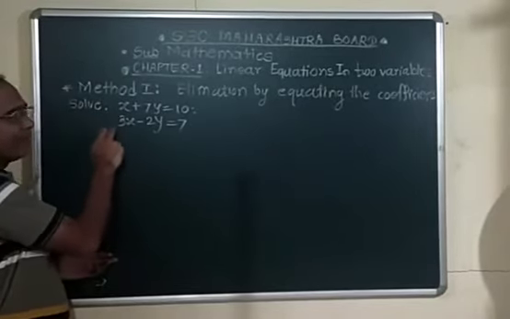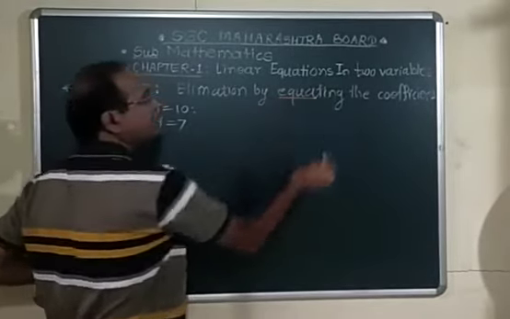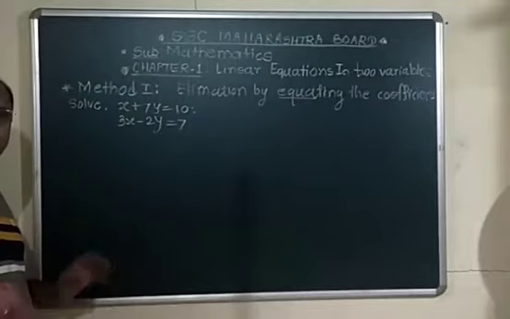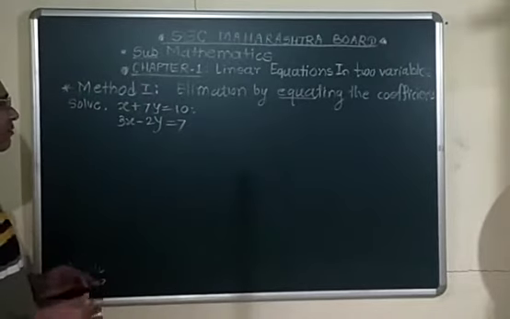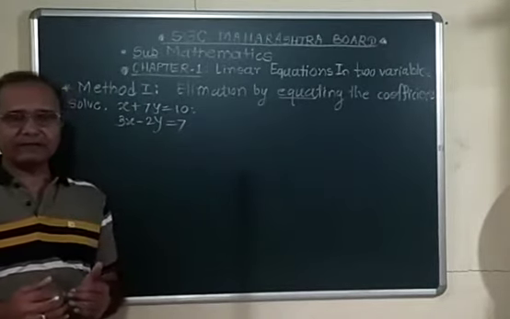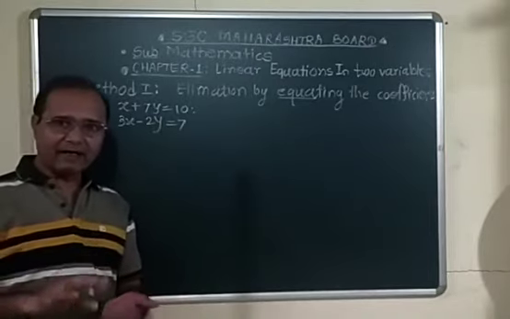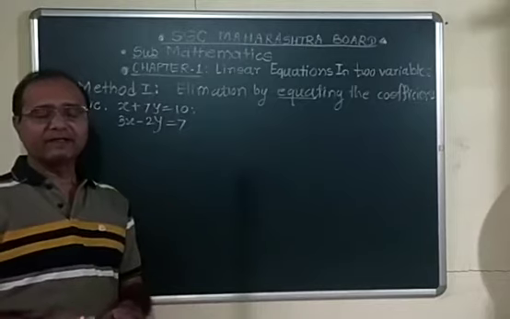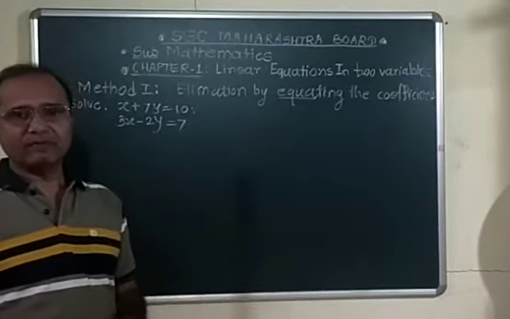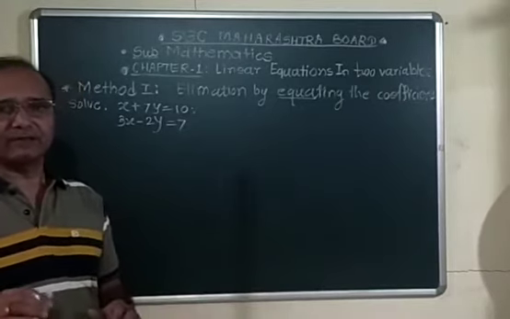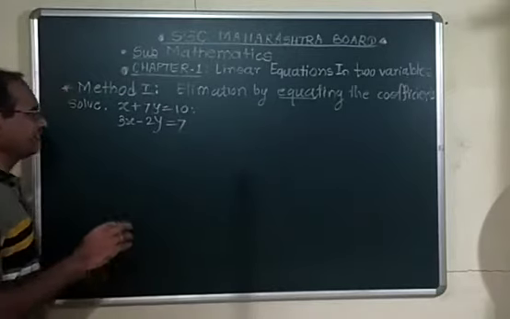I am going to equate. Equate means making equal. And then we are going to solve. What is the profit of equating the variable's coefficient? The profit is that you can add or subtract, and then that variable vanishes from the two equations. This is the profit, and so that is the one method.